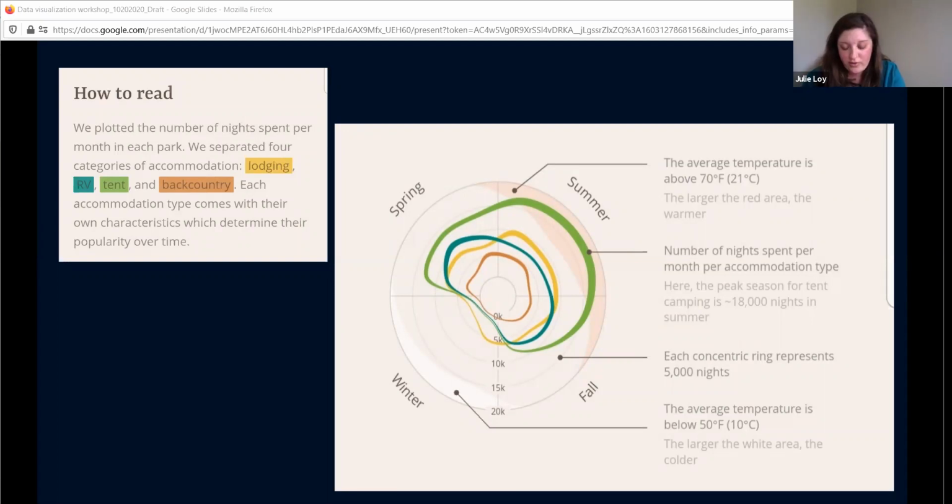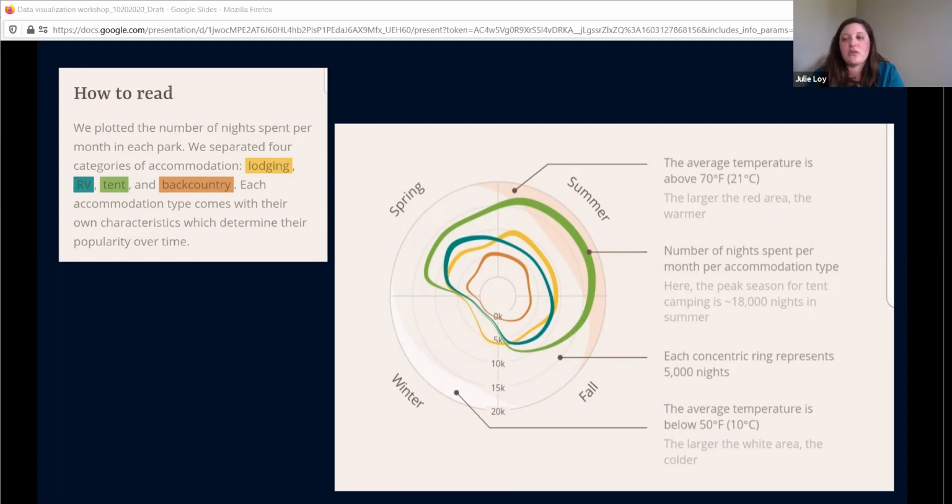And then for categorical data, he took the information about accommodations, so like lodging, backcountry, use of a tent or an RV, which is represented by these squiggles right here within the circle. And also, I don't know if anyone noticed, but with the months and the seasons represented here, the red represents the warmer temperatures, and the white right here represents the colder temperatures. So this is the key that we have provided here.